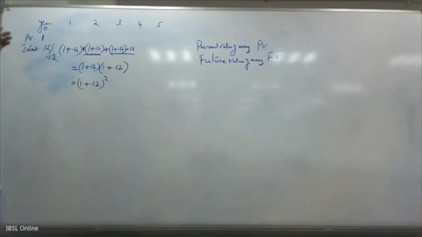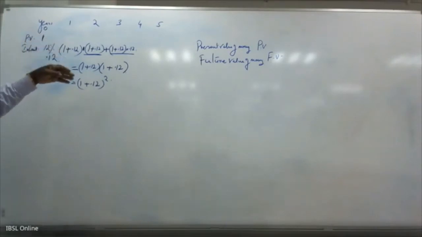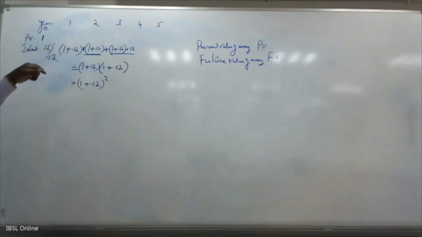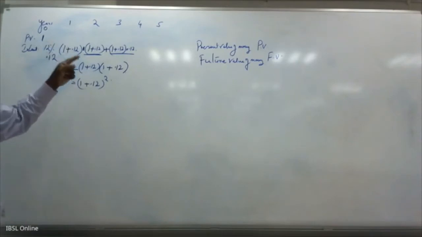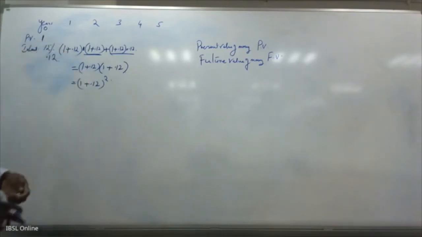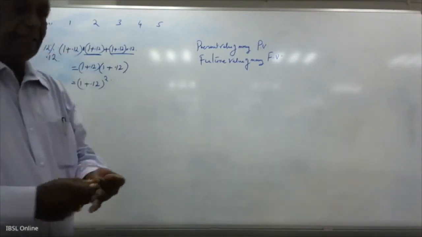So now you have 1 rupee, you are investing in fixed deposit with automatic renewal. In the first year, it will be 1 plus 0.12. And in the second year, it is 1 plus 0.12 to the power 2. This is the calculation. We see in the third year what it will be.